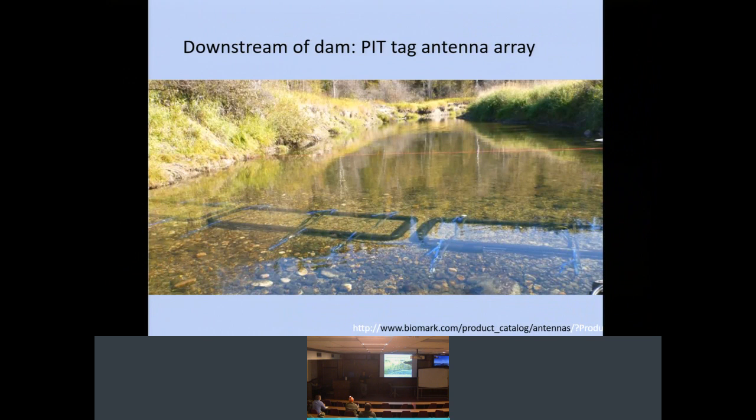Then downstream from the reservoir, we have this array of PIT tag antennas. This is not a picture of Alum Creek. This is a picture from the brochure of the manufacturer. If I had a picture of Alum Creek below the reservoir, you wouldn't be able to see anything in the water because it's too turbid. So anyway, I have this array so that once the fish pass the dam and start moving out of the tailwaters, we detect them here.